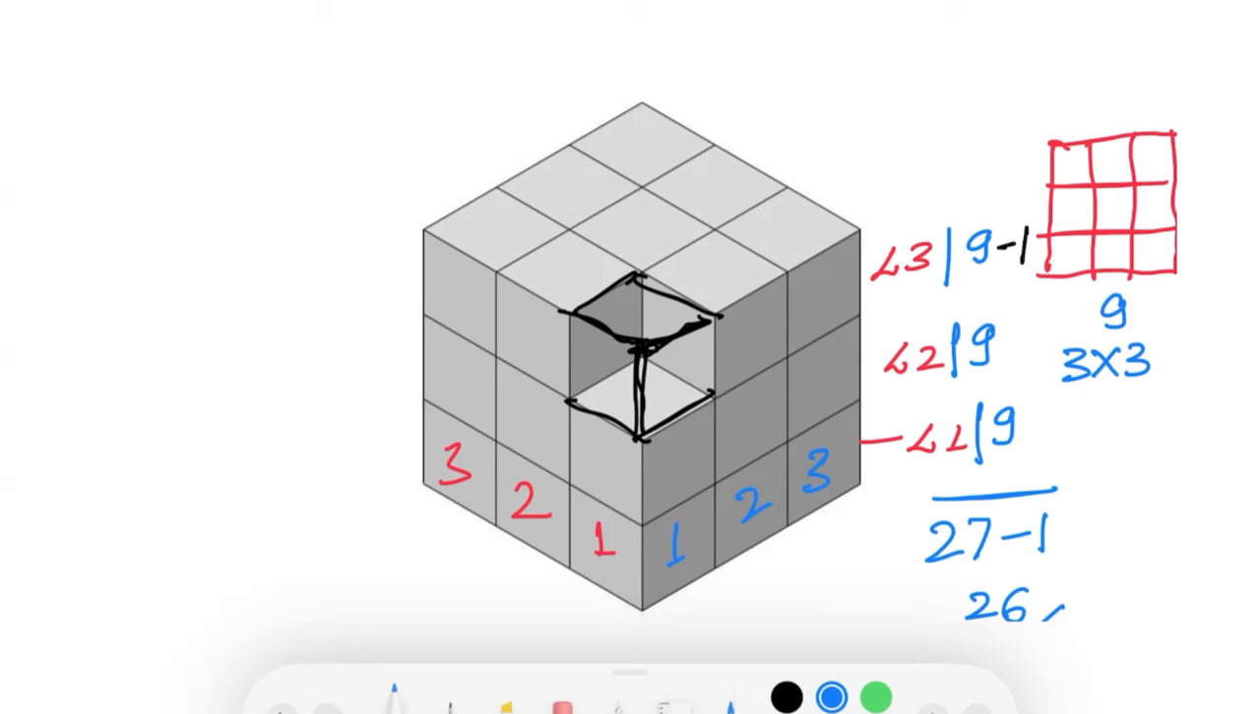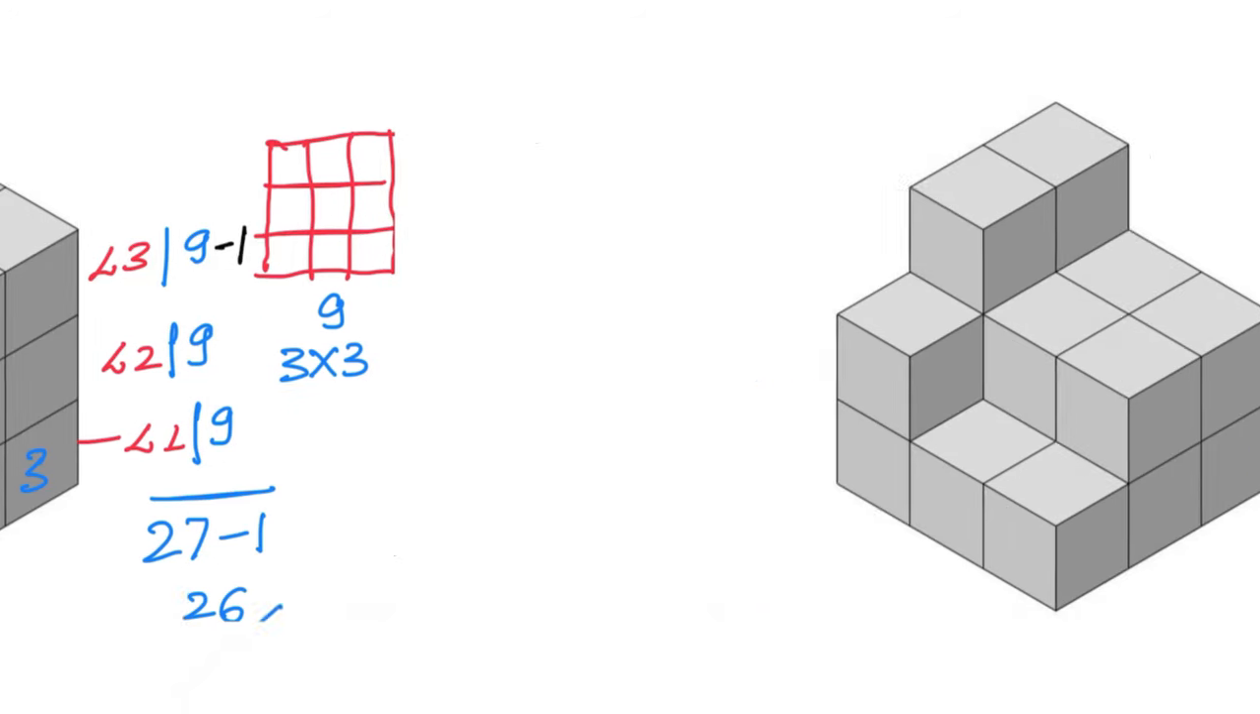Okay. So in all these figures, what is constant? That there are levels. There is a grid at the bottom. And when we multiply, we get the total number of cubes. Once we get total number of cubes, next stage is to subtract the cubes which are missing. Okay. That's how we get our answers. So let's move to the next question and let's see what kind of complications we can face.